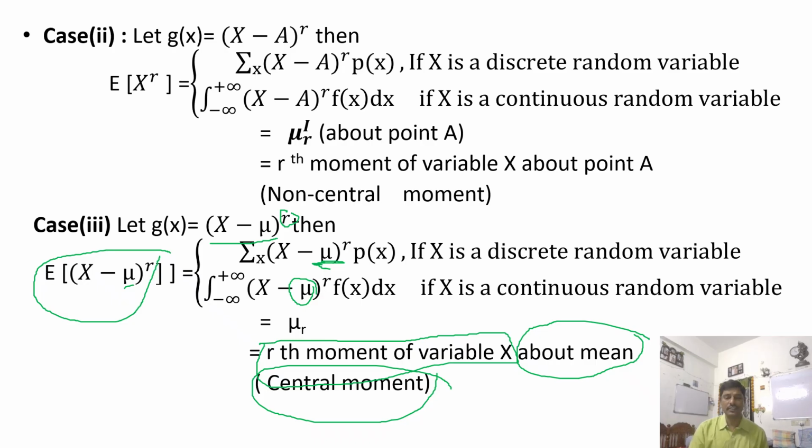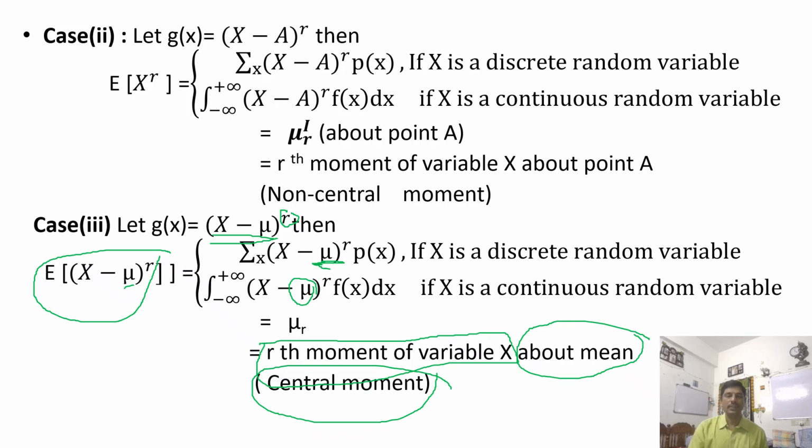The definition is the same. If it is a discrete random variable, sigma x into x minus mu whole to the power of r, because we just replace capital X by x minus mu whole to the power of r in the basic definition. If it is a continuous random variable, the integration from minus infinity to infinity of x minus mu whole to the power of r, simply replacing capital X by x minus mu whole to the power of r, into f of x into dx. Here p of x is the probability mass function and f of x is the probability density function for the given random variable.